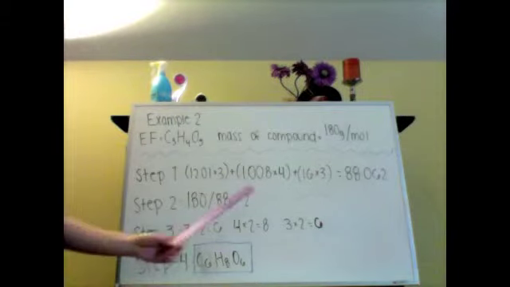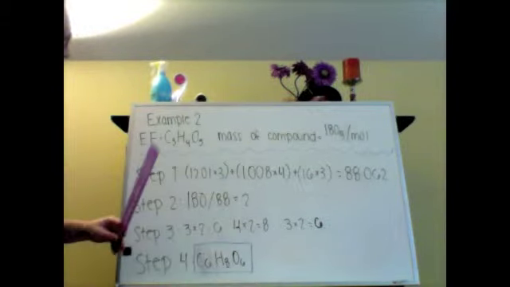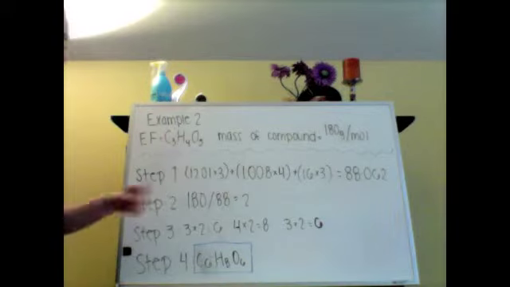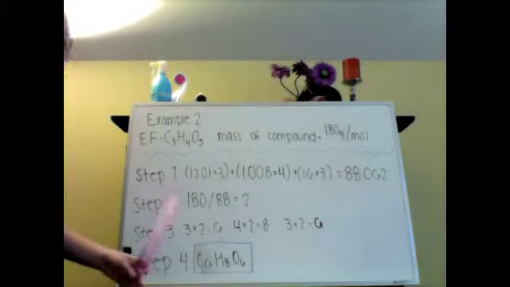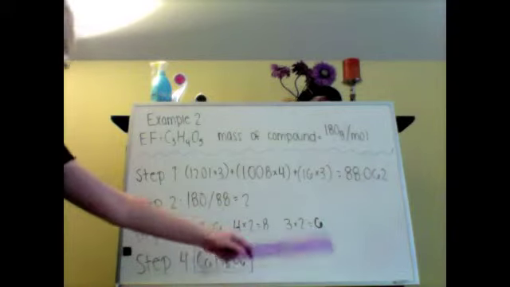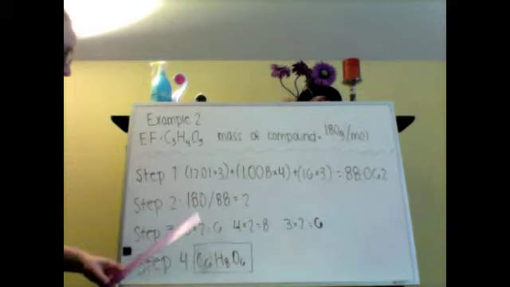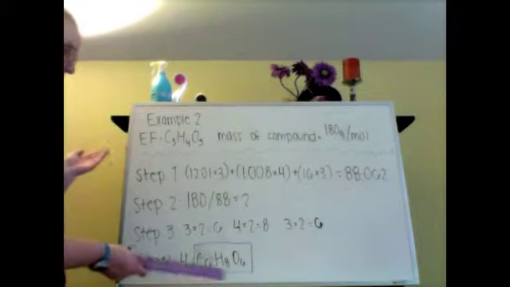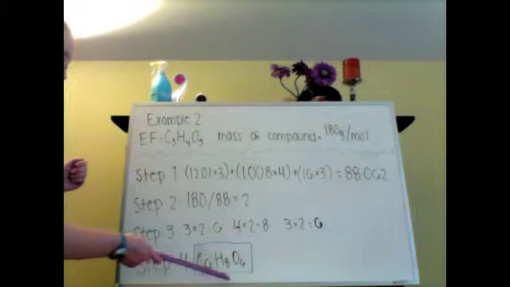Then you take this answer and multiply it by the subscripts that are given in your empirical formula. So 3 times 2 is 6, 4 times 2 is 8, and 3 times 2 is 6 again. And that makes your molecular formula C6H8O6.